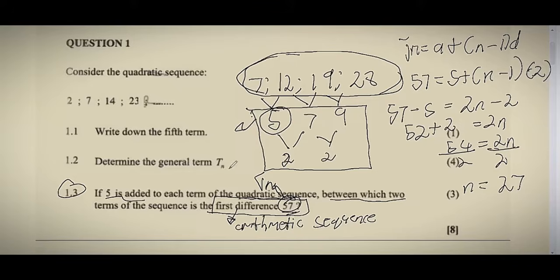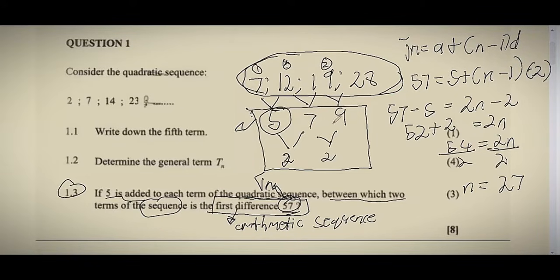But note this, right? The first difference, they're saying between which two terms of the sequence, which sequence, the quadratic sequence, is the first difference 57. Now note this, I explained this before, if you've been watching my videos. I said if we are to locate the first term of the first difference, it will be located in the first and the second term of the quadratic sequence. And then again, if I were to locate the second term of the first difference, that would be located in the second and the third term of the quadratic sequence.